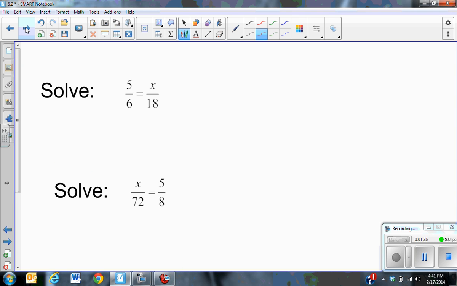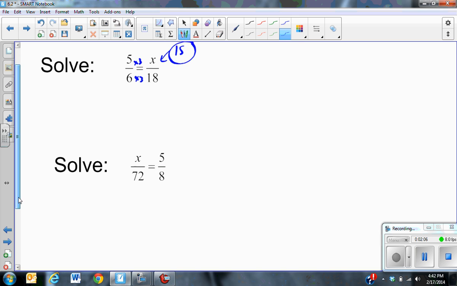Okay, so let's go on to actually solving proportions. So 5 is to 6 as something is to 18. How would you solve that? Think about it for a second. You look at the denominators, and I know to get from 6 to 18, I have to multiply by 3. So since this is times 3, this also needs to be times 3. So x must equal 15. All right, so that was an easy one.